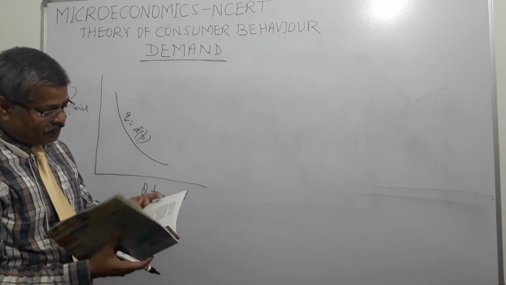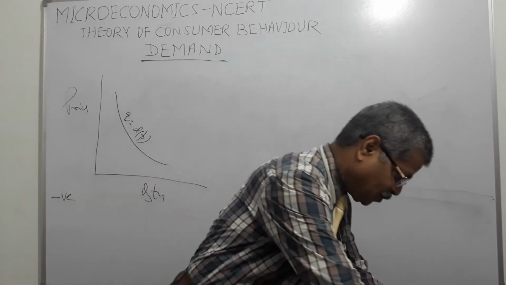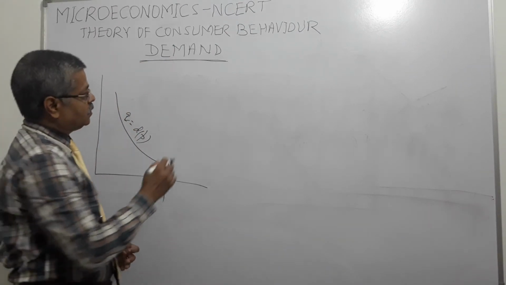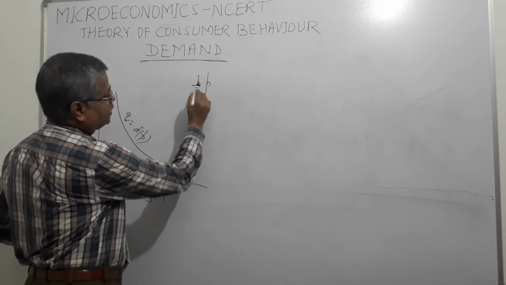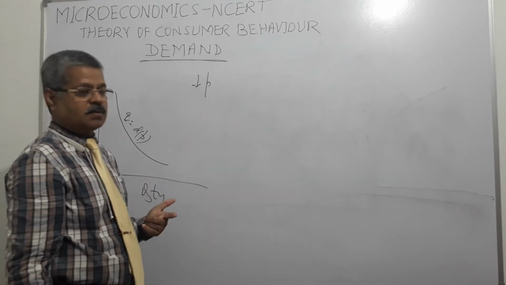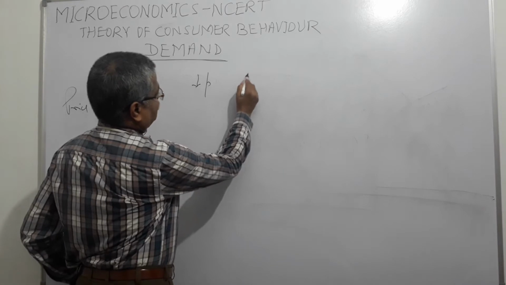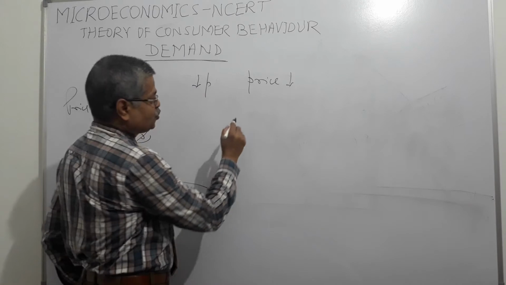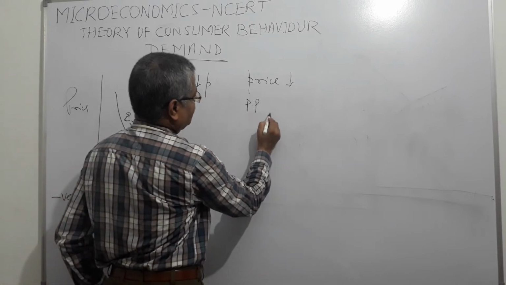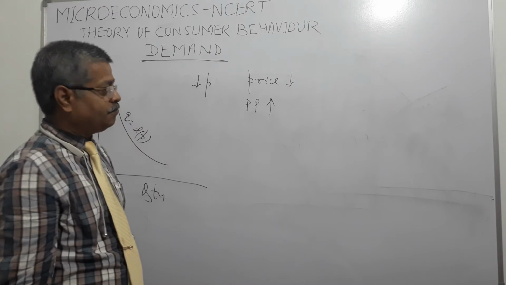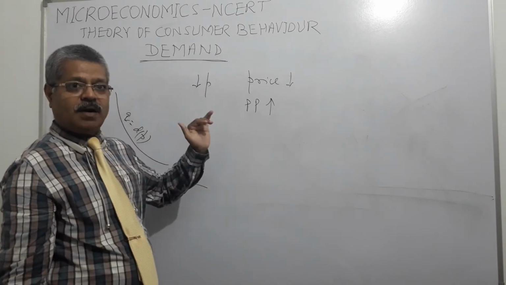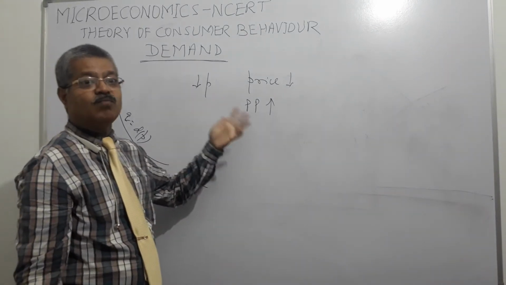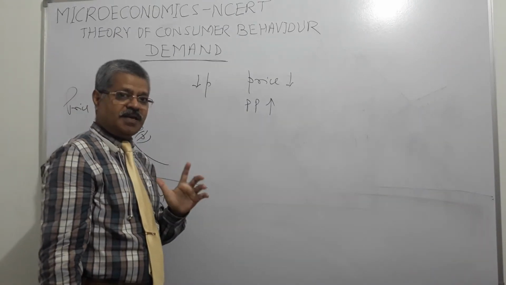And then suppose there is a fall in the price of a good, then what happens? There is a fall in the price of a good. Two things happen. First, the price goes down and the consumer's purchasing power goes up. Means with the same level of income, when the price decreases, the consumer can buy more of the goods with the same income, right?